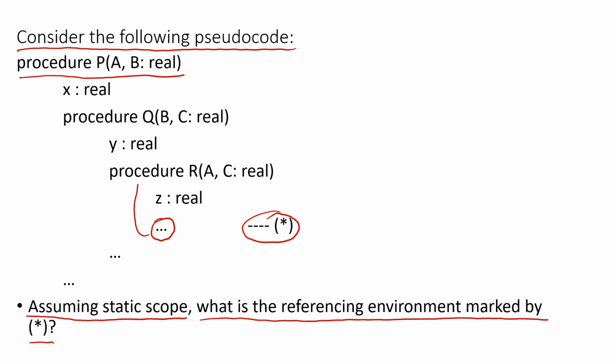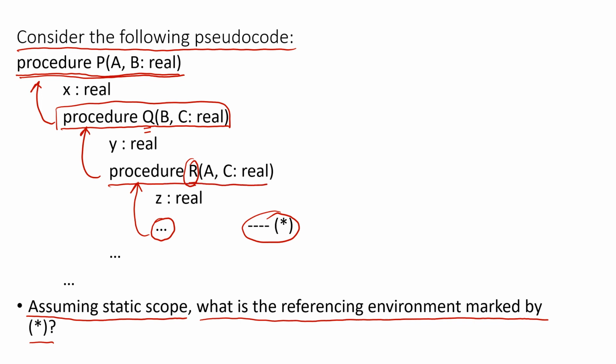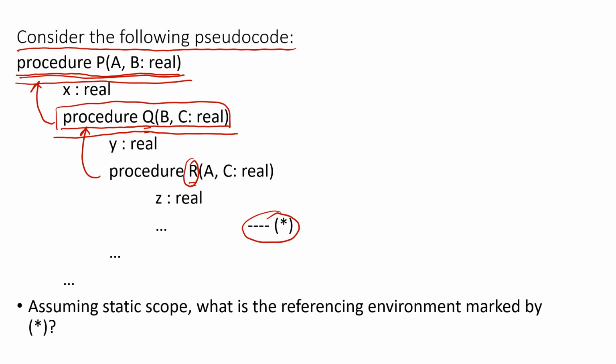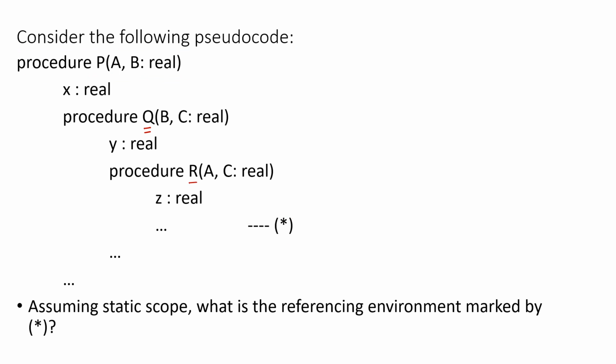Now, as I already told you, this code belongs to R, so we need to find out the referencing environment for R. Since R is defined in Q, we need to first find out the referencing environment for Q, then only will we be able to find it for R. But in order to find the referencing environment for Q, we see that Q is defined in P. So we must first find out the referencing environment for P. So although the question asks you to compute the referencing environment for R, it eventually asks you to first compute it for P, then for Q, and finally for R, which will be our final answer.